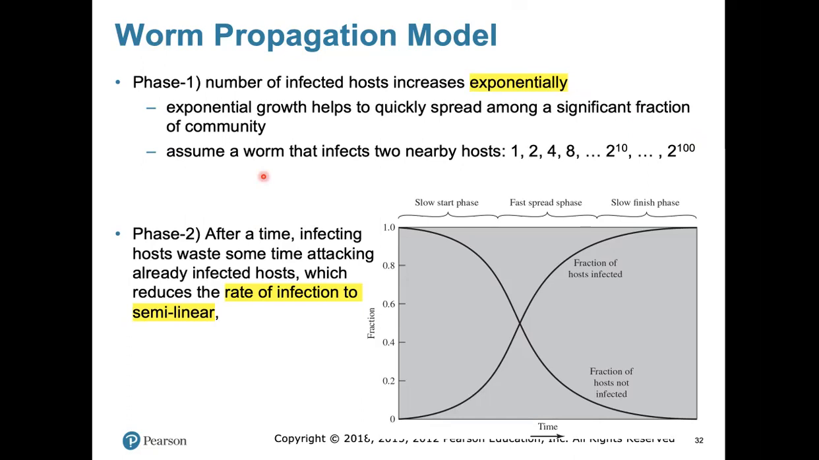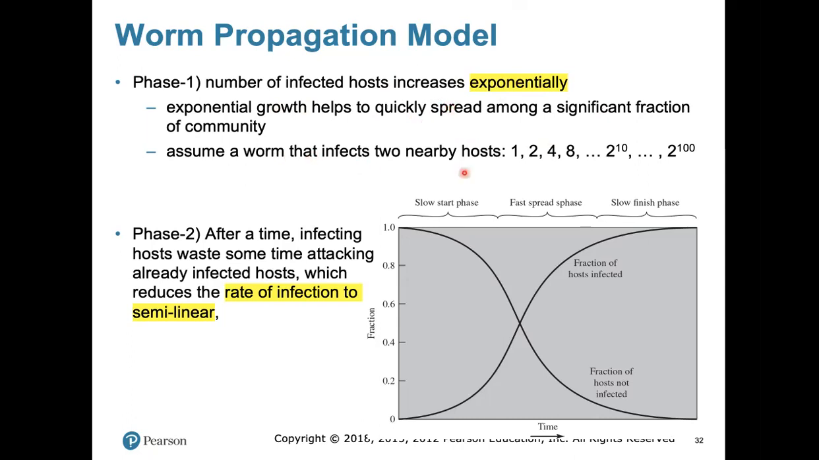The model says that a worm or virus propagation rate follows something like this: fraction of infected hosts. At the very start, there are zero or maybe a very few number of hosts or computers which are infected. And then there is one phase called the slow start phase. Slow start is very slow, but it grows exponentially. At this slow start phase, which I call phase one, the number of infected hosts or computers increases exponentially. And of course, this exponential growth helps the worm or virus to spread very quickly, and a significant fraction of the community will be infected by the malware, the worm or virus, very quickly.